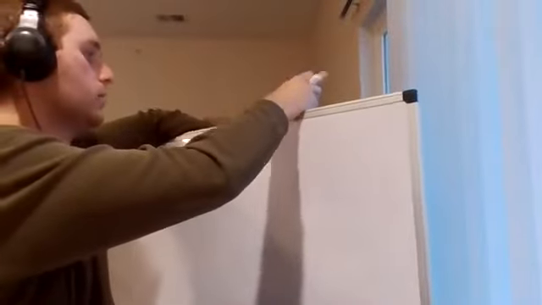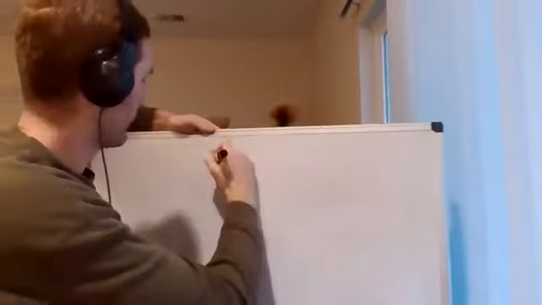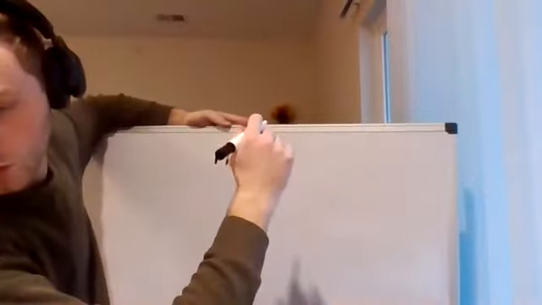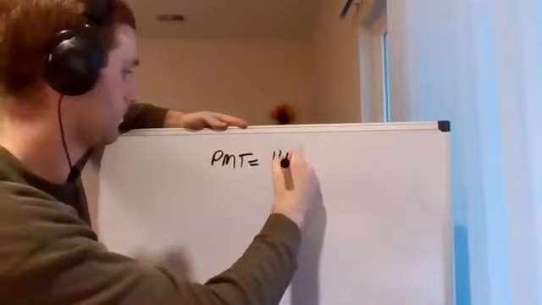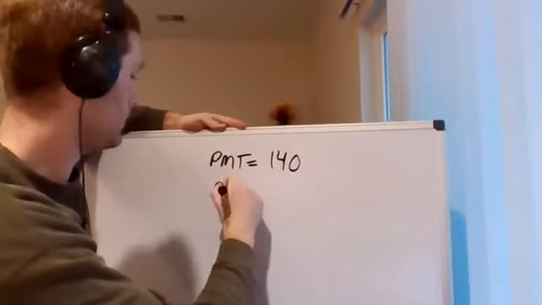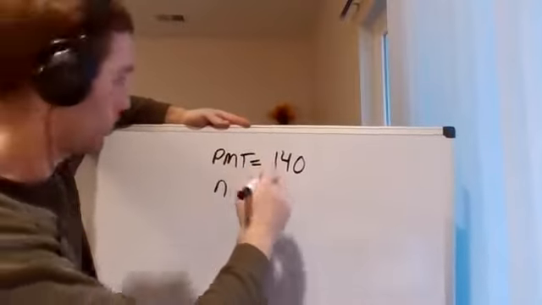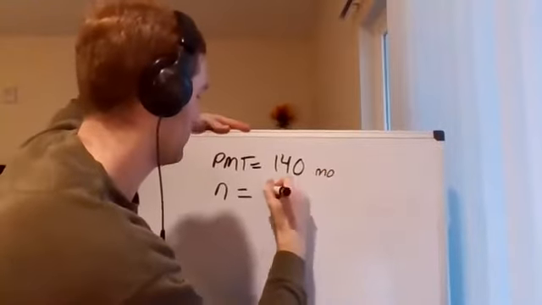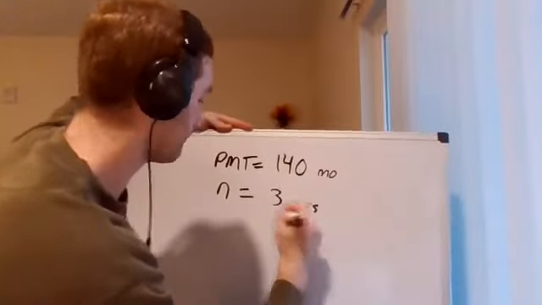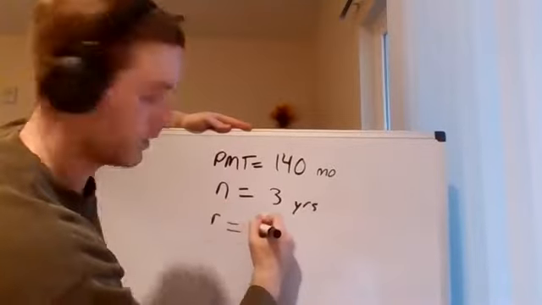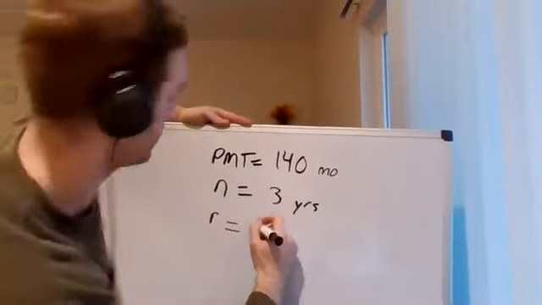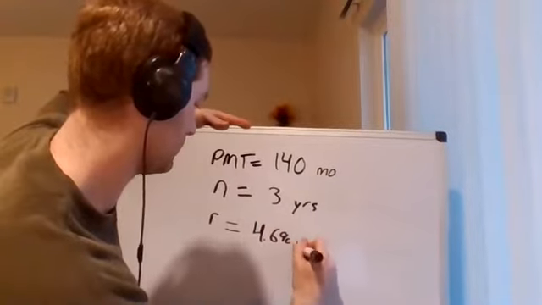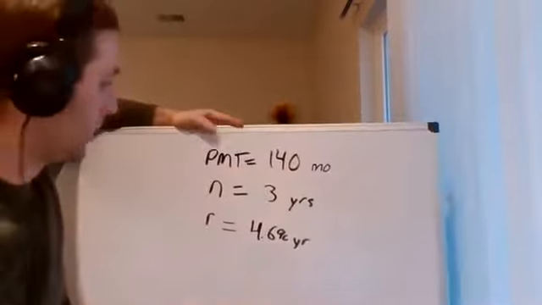Okay, so we know our payment equals 140. Our N equals 3 years. Again, this is monthly. And our interest rate is 4.6% a year.